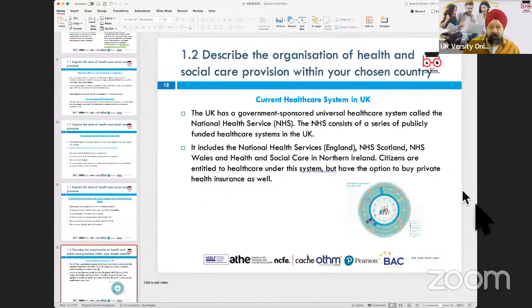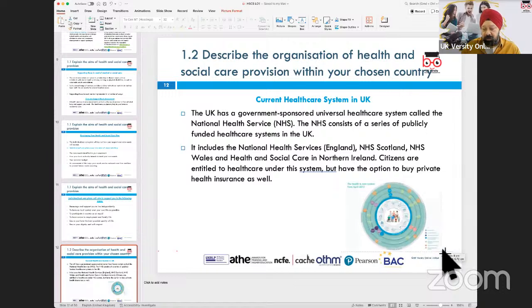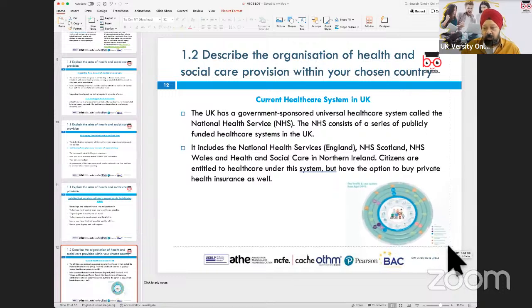Okay. Now, let's go across to the second assessment criteria quite briefly, which talks about, describe the organization of health and social care provision within your chosen country. Now, initially, I brought this chart across, which primarily gives us an overview of what the organogram or the structure of the healthcare system in the UK is.